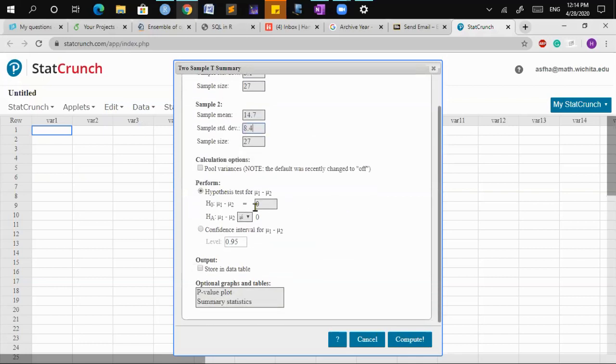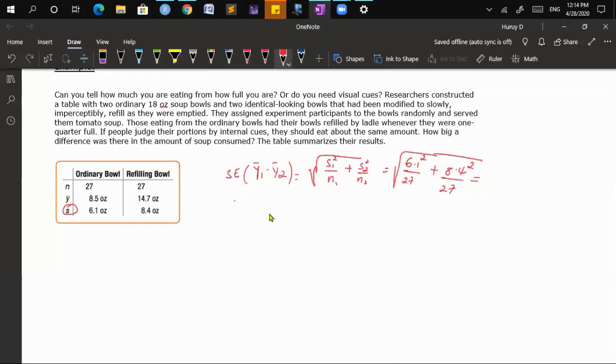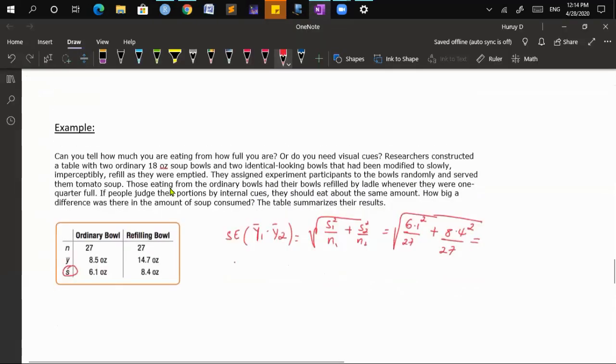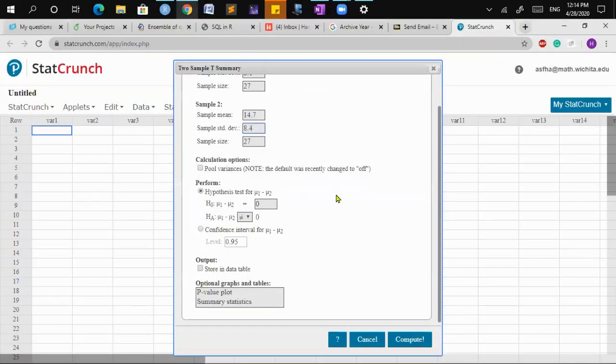Okay, here you have the hypothesis test. You can do a hypothesis test and you can do the confidence interval. Now, for this example, we are trying to construct a confidence interval. Still, we can do the hypothesis testing as well, but now our choice will be the confidence interval.